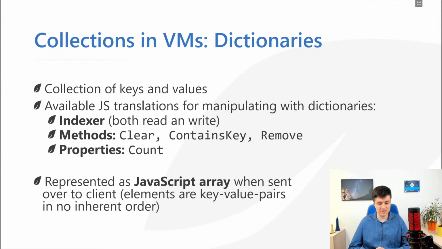And when it comes to the JavaScript representation of dictionaries, we are also using arrays, and the dictionary is stored as a collection of key value pairs, which are of course stored in no particular order. So that's the way that dictionaries are represented in JavaScript, if you were wondering how we are achieving this. So yeah, this is so much for collections.